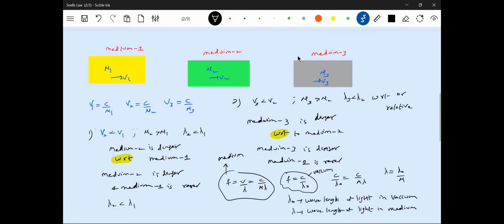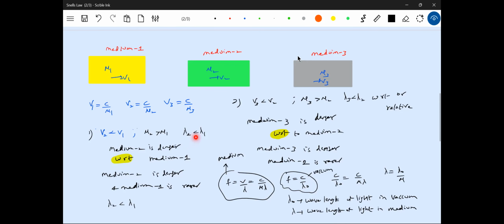The next question comes: the speed of light changes as it moves from one medium to another medium. The wavelength of light is also going to change as it moves from one medium to another. What about the frequency? Frequency is going to remain the same. It depends only on the source.